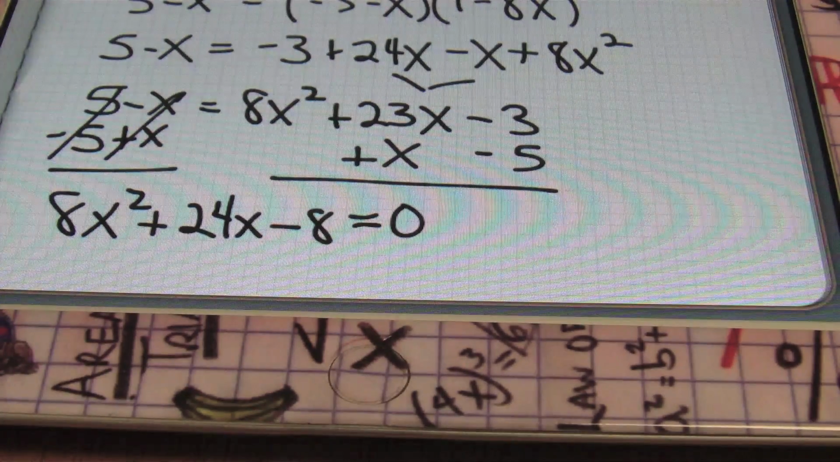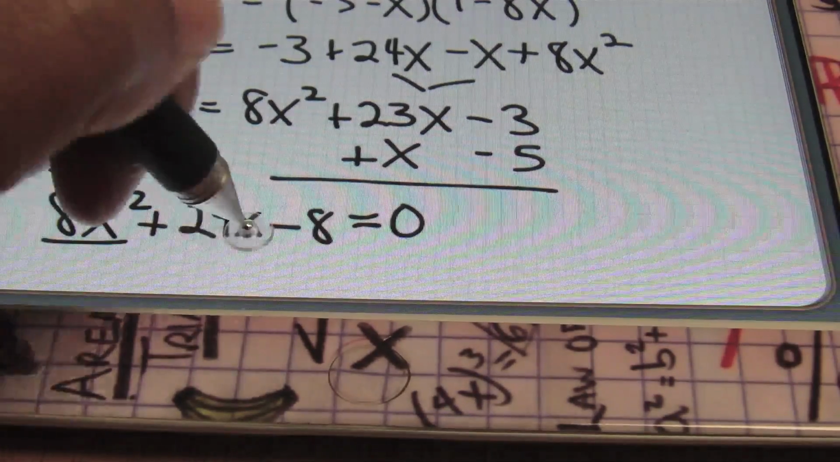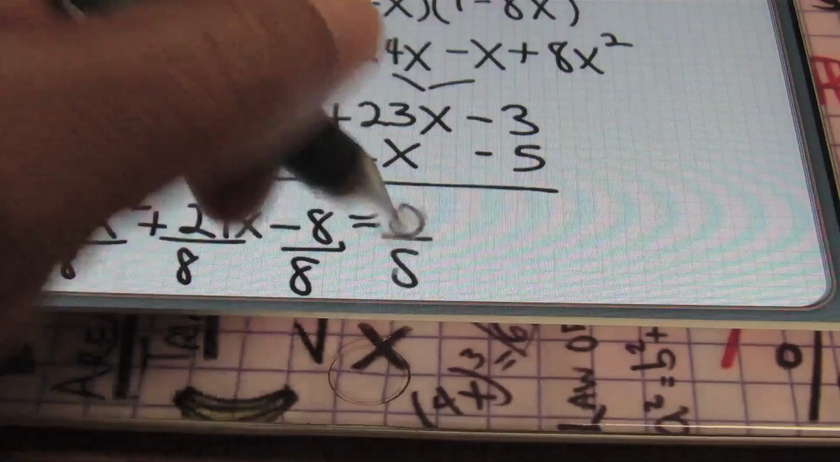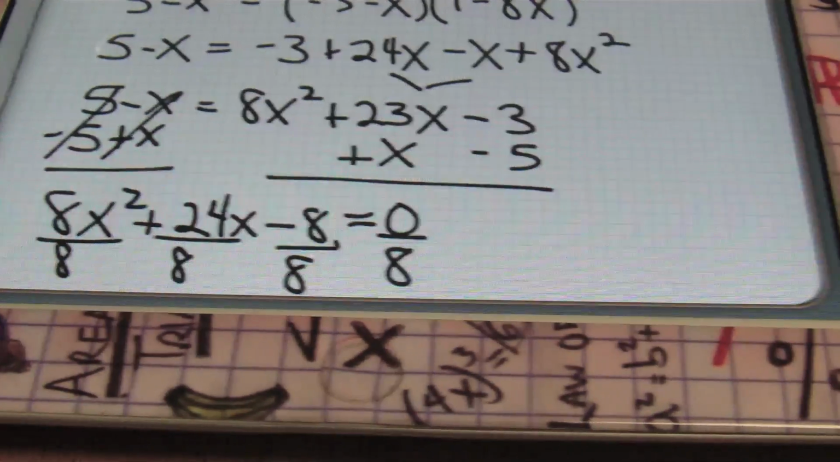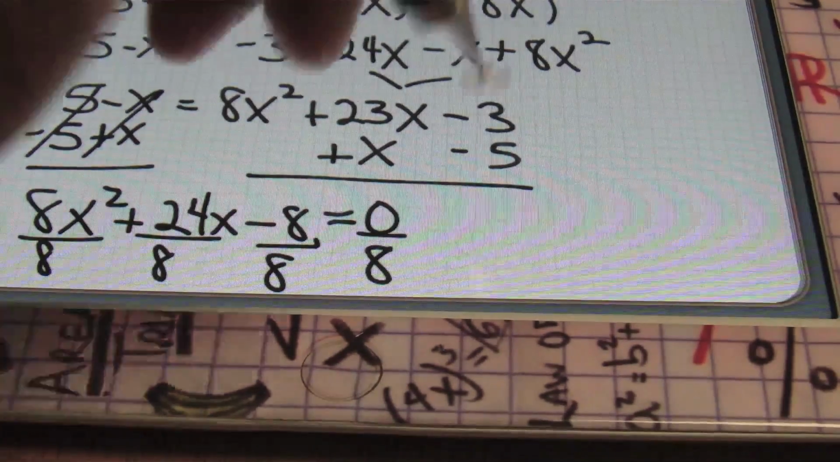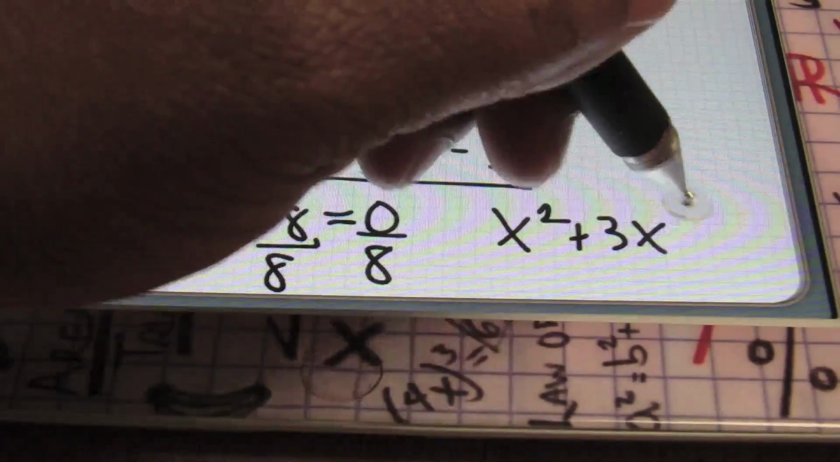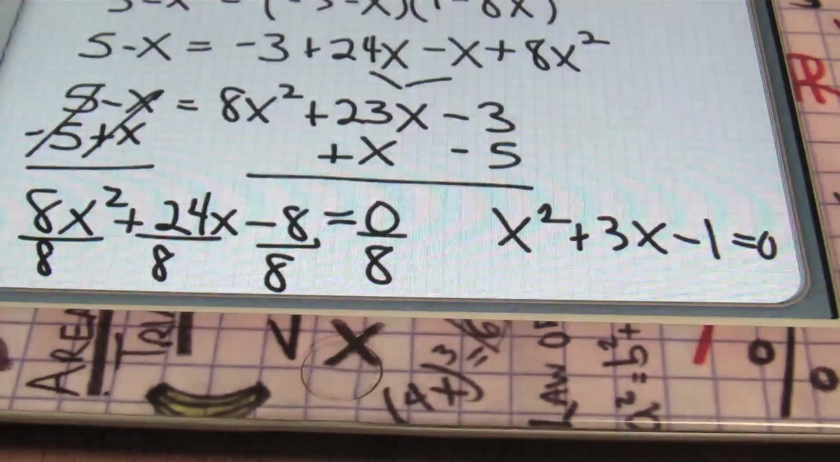Then what we'll do from here is we'll go ahead and divide everything by 8. That's right, we can simplify this entire equation by 8. All right, I love to simplify if I can. So you'll end up with x squared plus 3x minus 1 equals 0.